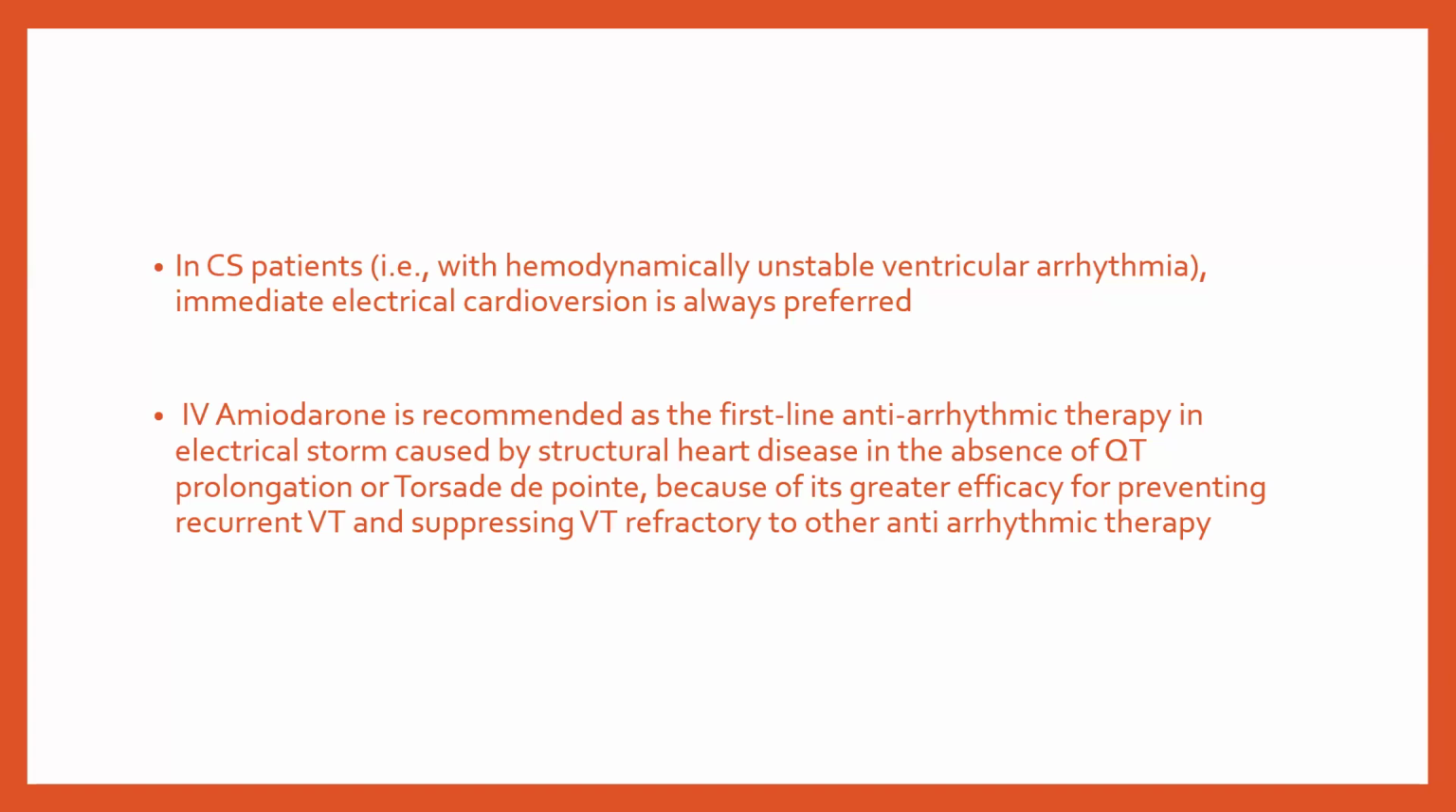In cardiogenic shock patients, immediate electrical cardioversion is always preferred if the patient is hemodynamically unstable. IV amiodarone is recommended as first-line antiarrhythmic therapy in electrical storm caused by structural heart disease in the absence of QT prolongation or torsades de pointes because of its greater efficacy for preventing recurrent ventricular tachycardia and suppressing ventricular tachycardia refractory to other antiarrhythmic therapy.